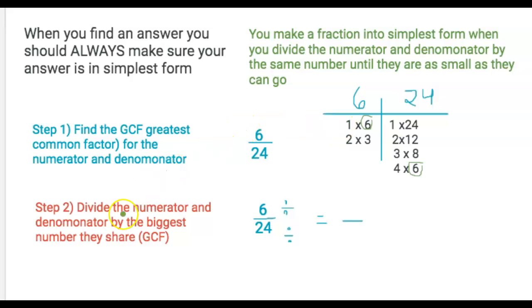So I'm going to go down here to step 2. Divide the numerator and denominator by the biggest number they share. So I'm going to divide both 6 and 24 by 6. So 6 divided by 6 is 1, and 24 divided by 6. Now the cool thing is if you go up here, if you look at your factors, you already know the answer. 24 divided by 6 is 4. It's the other number. So 6/24 is the same as 1/4. So this is 6/24 in simplest form. And I know that it's in simplest form because I have a numerator of 1. Anytime I have a numerator of 1, my fraction's already in simplest form.